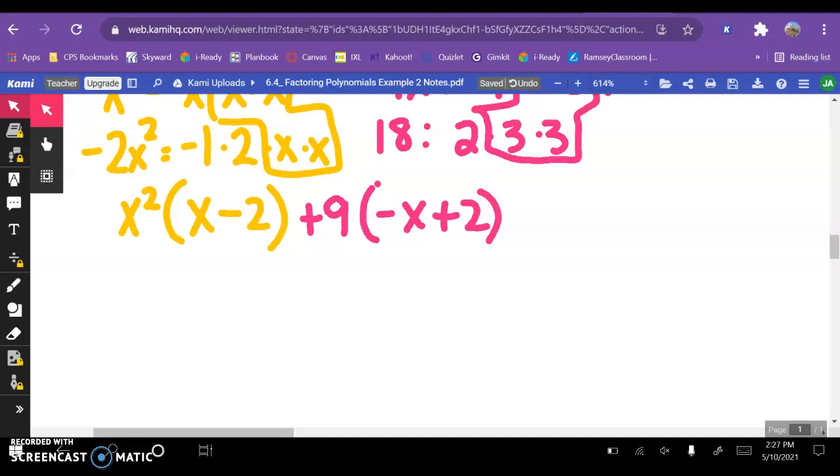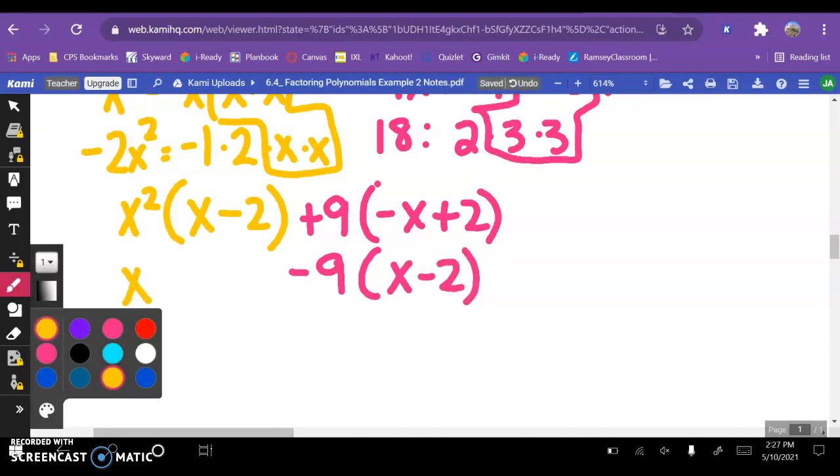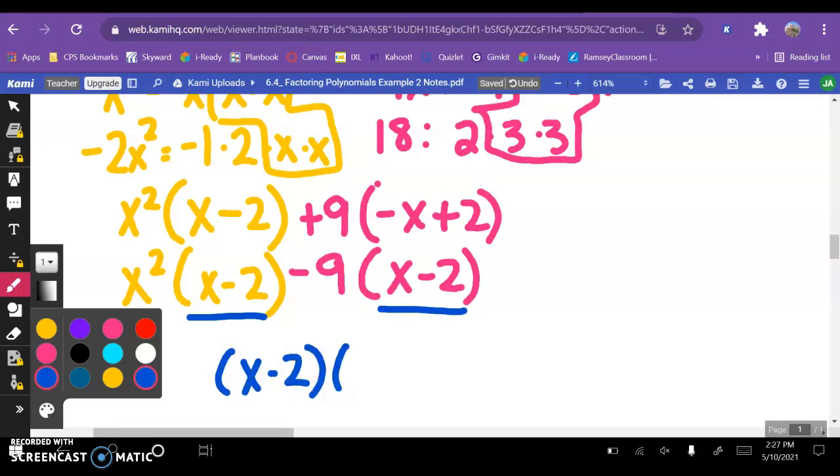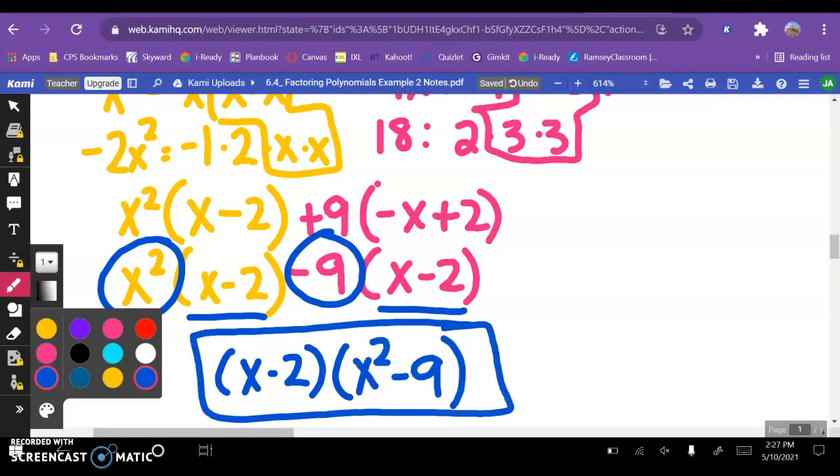So they're opposites. So what we're going to do is in the pink, we're going to factor out a -1. So we're going to divide everything by -1 in the pink. So we get -9, a positive x, and a -2. And notice we didn't do anything with the yellow because we want the x part to be positive. Then what do they have in common? They have the x minus 2 in common, so that gets written. And then what's left over? X squared minus 9. And that's your factored answer for that one.